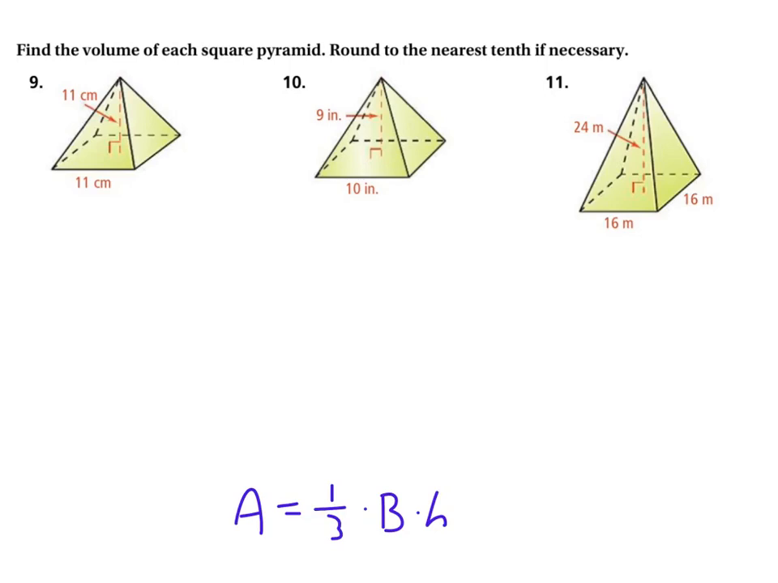Okay. For number 9, we've got area is equal to 1/3 of, and the area of the base is length times width. So we've got, in this case, since it's square base, these are all squares, we've got 11 times 11 times the height, and the height is also 11. Okay, we'll calculate that in just a second. And we're going to do this for the next two as well.